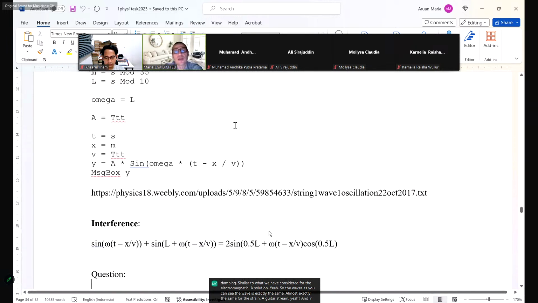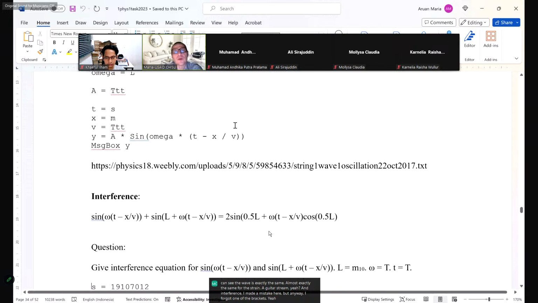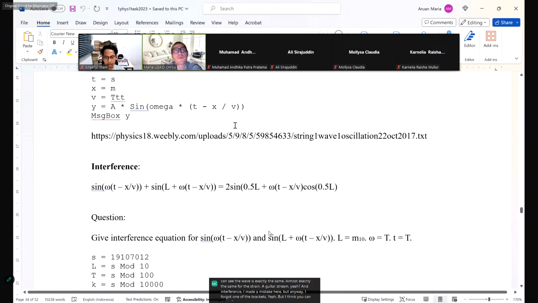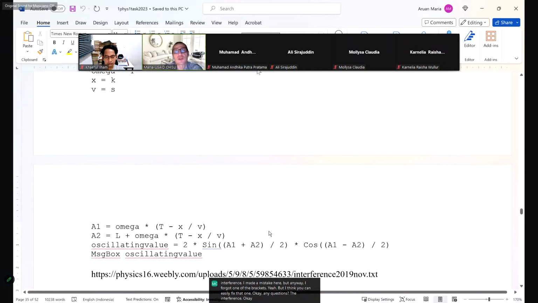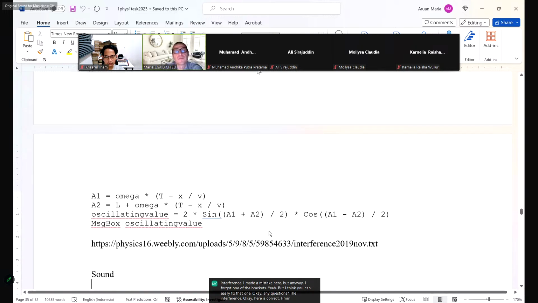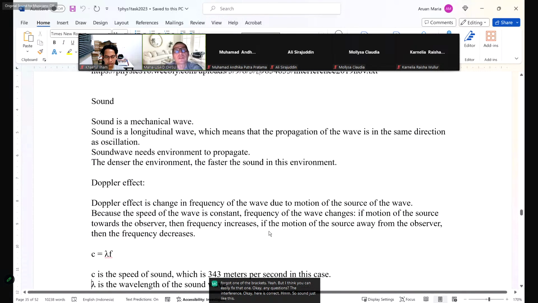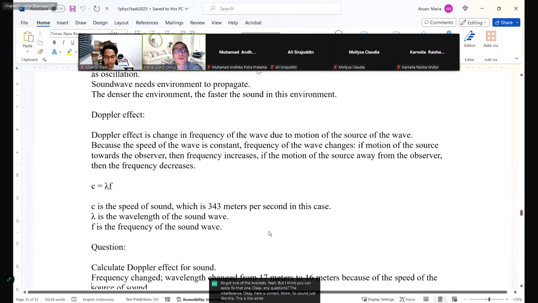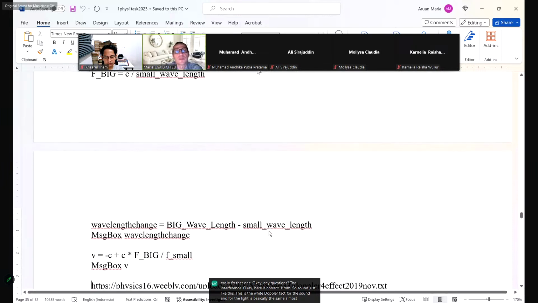And interference: I made a mistake here, I forgot one of the brackets, but I think you can easily fix that one. Okay, any questions, any comments? No? The interference, okay, here it's correct. So sound, just like light: the Doppler effect for sound and for light is almost the same.